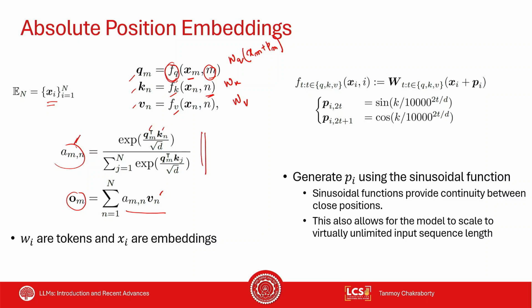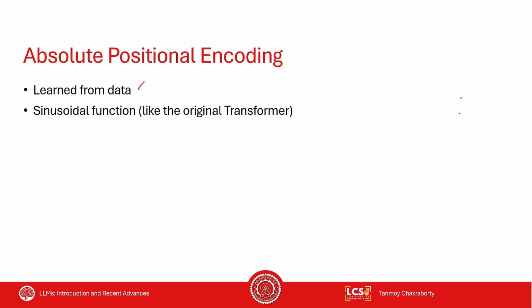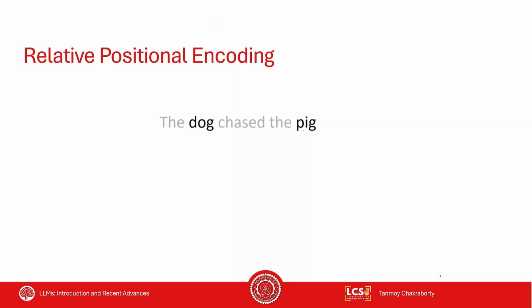The softmax output will be multiplied with all v, right? And in the original paper, they suggested this kind of sine cosine based approach. Okay, so this is absolute position. Let's look at the relative position encoding. In relative position, the idea is that we don't care about the absolute position. We only look at the relative position between a pair of tokens.